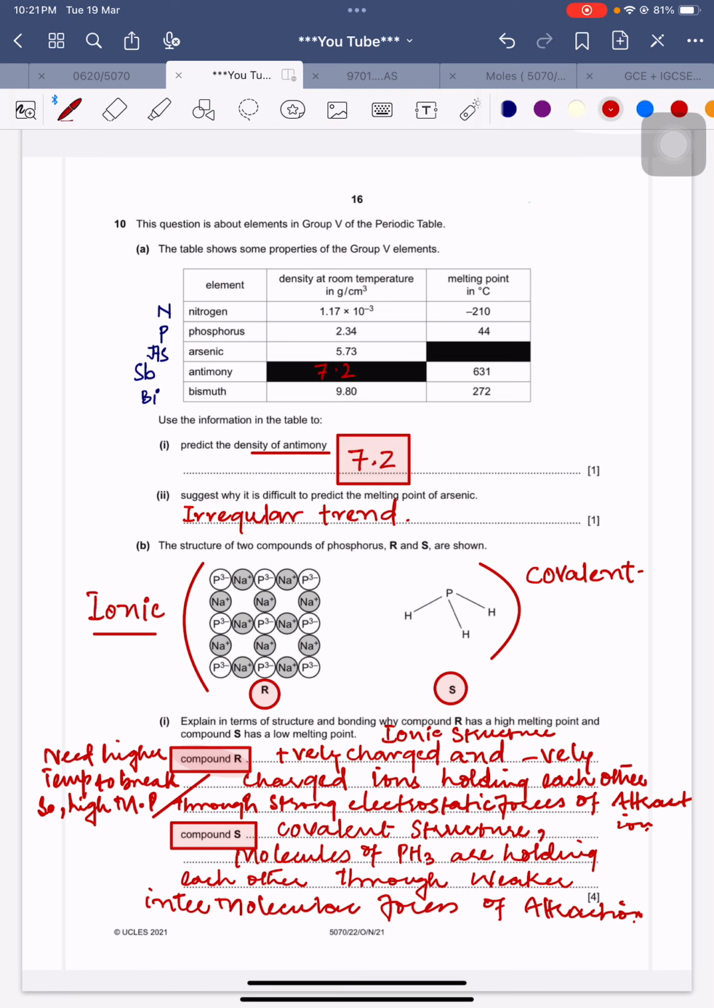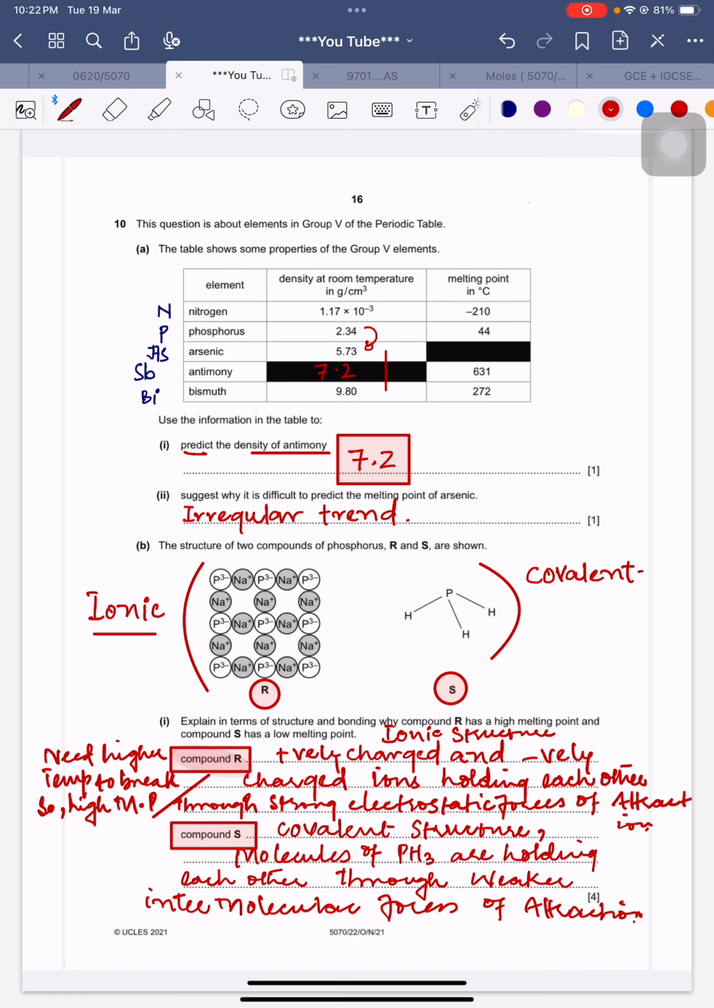How is it 7.2? Guys, can you look at it right now? It is increasing from 2.34 to 5.73. So if we add, for example, 2 into it, it is between 9.8 and 5.3. So we have just taken the central number, which means it can be any number. We have to estimate, we have to predict. This is not a fixed number.